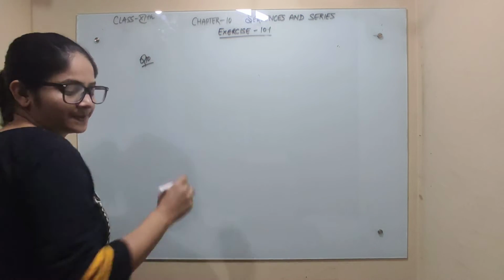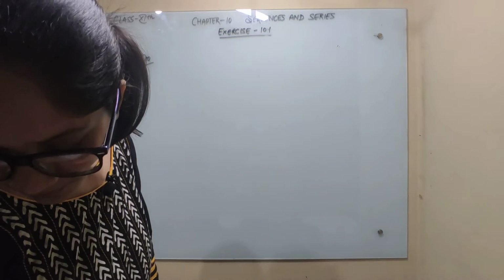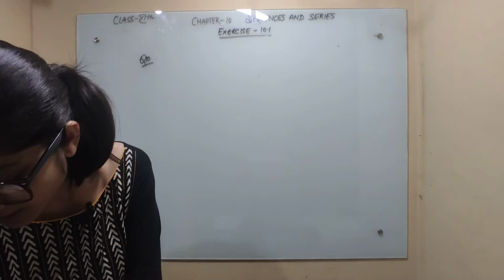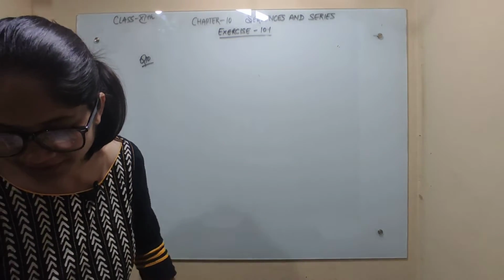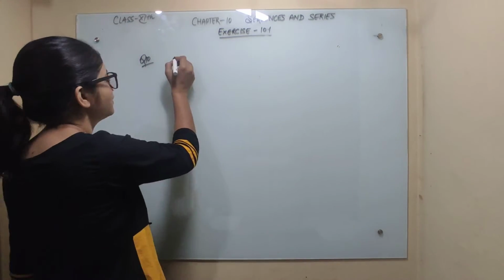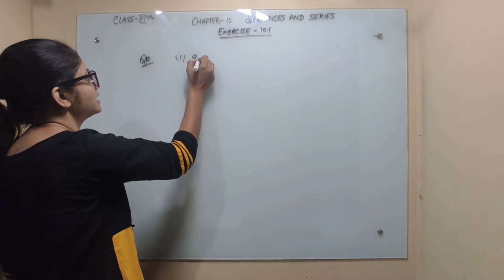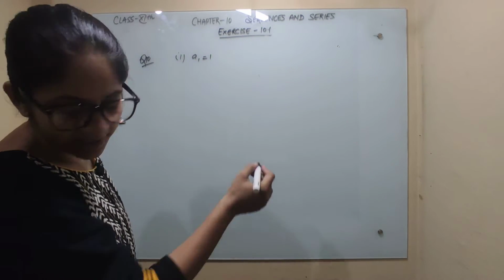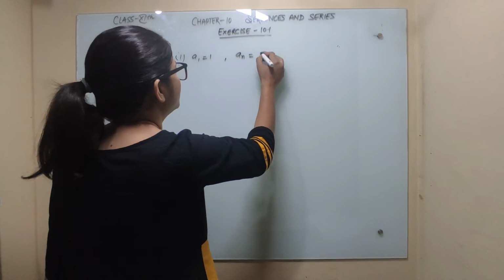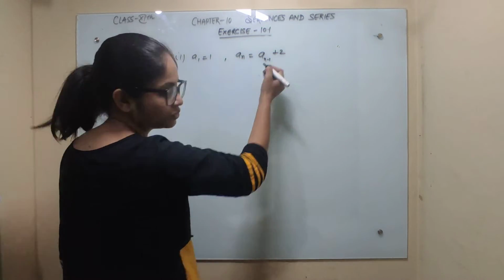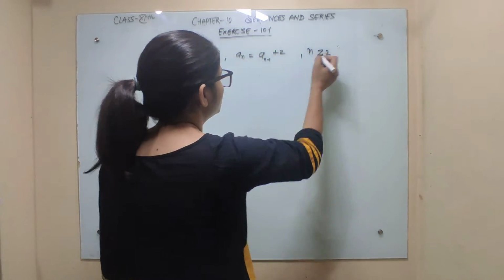Question number 10. Find the first 5 terms of each of the following sequences and obtain the corresponding series. You have to find the 5 terms of the following sequences and write the series. First, A1 is given as 1 and A_n is equal to A_(n minus 1) plus 2 when n is greater than or equal to 2.